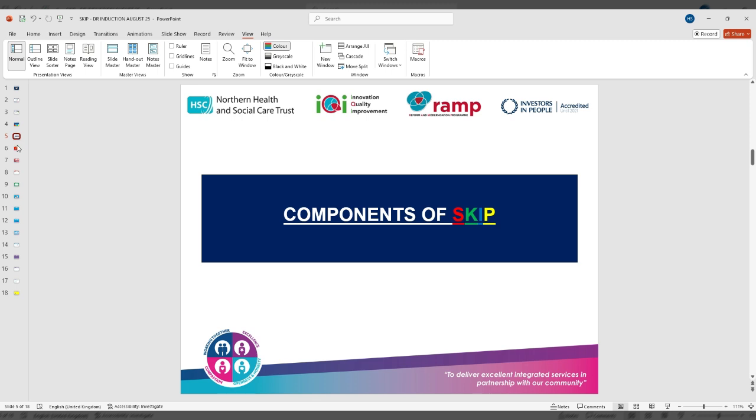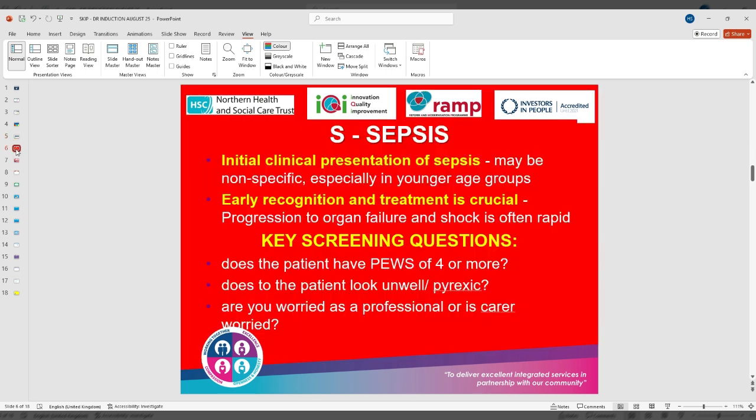So taking each of the elements in turn, we look at sepsis. The initial clinical presentation of sepsis can be non-specific, especially in younger age groups who are unable to vocalise their concerns or complaints. Early recognition and treatment is crucial. Progression to organ failure and shock can often be rapid.